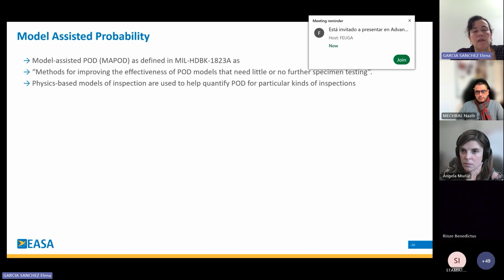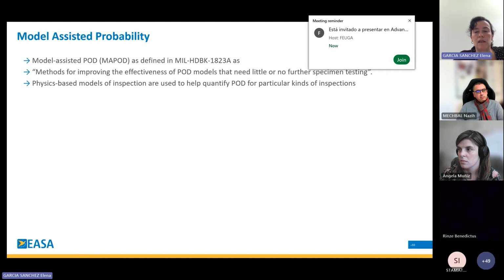Finally, these models are blind about the data. They collect clouds of points and then analyze them probabilistically, but they need a lot of data for this. So then there is another approach, which is the model-assisted probability of detection, MAPOD. It is to improve the effectiveness of POD models with less data.